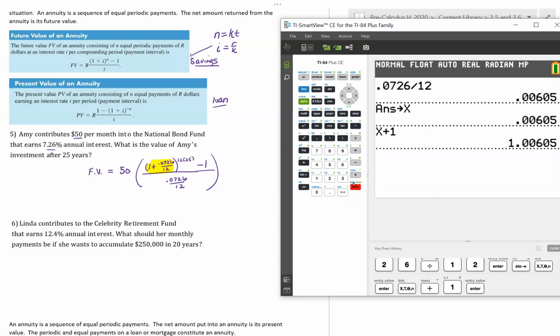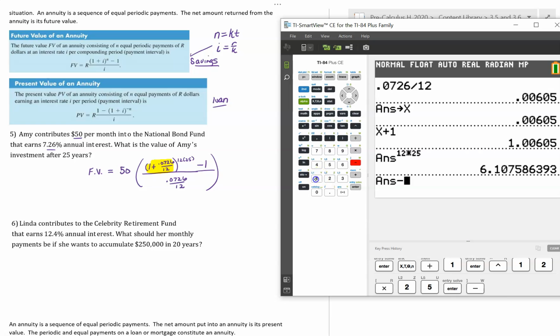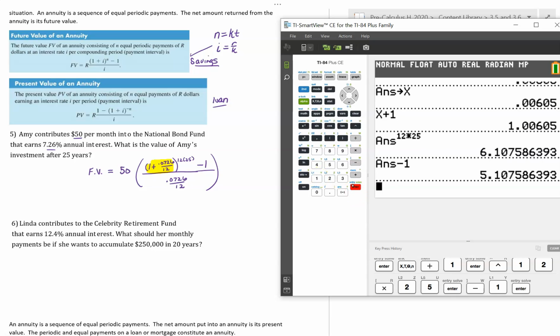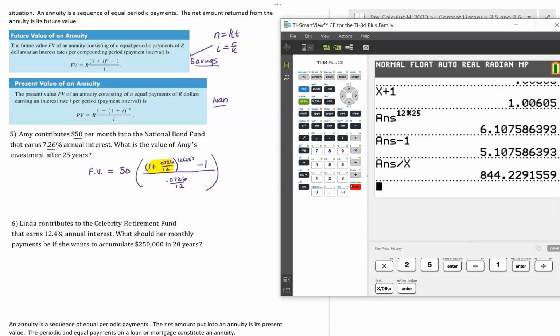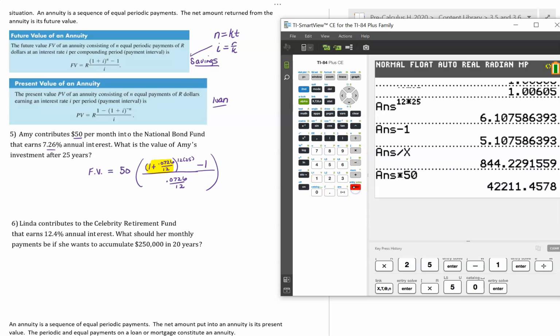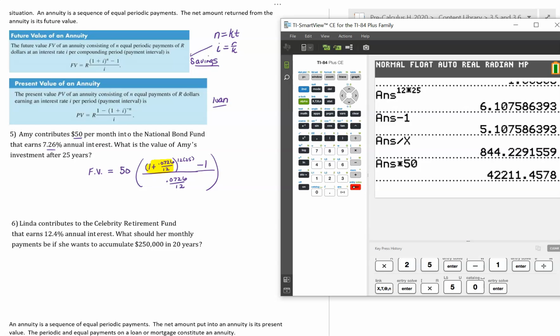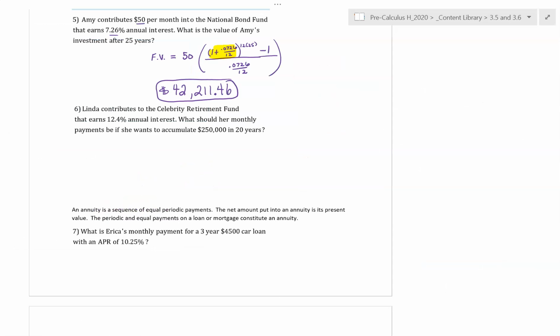Okay, I hit enter. And now we're going to take that to the 12 times 25 power. And I hit enter. We're going to subtract 1 and hit enter again. And we're going to divide by that stored value, 0.0726 divided by 12. If we multiply this by 50, we end up with our future value, which is $42,211.46. All right, let's try the next problem.